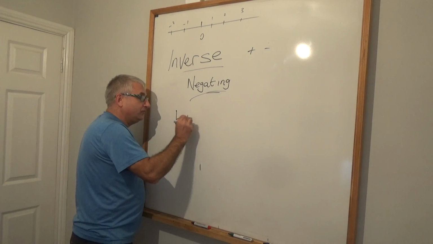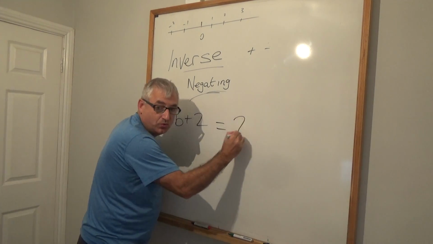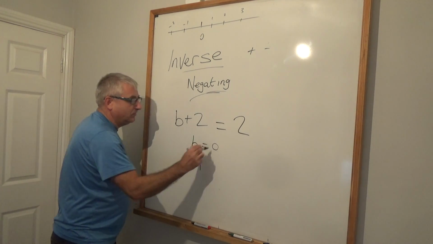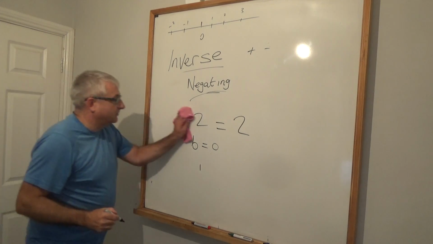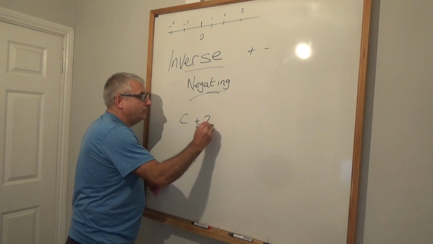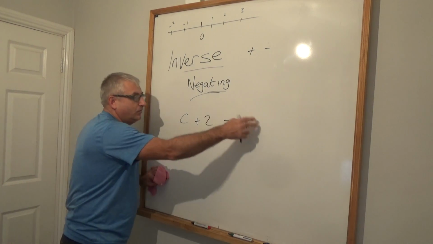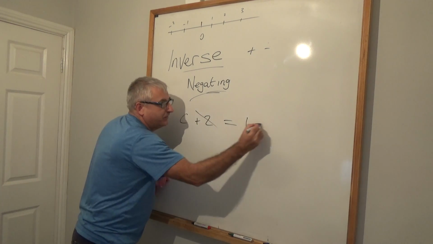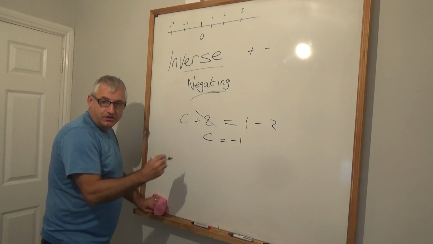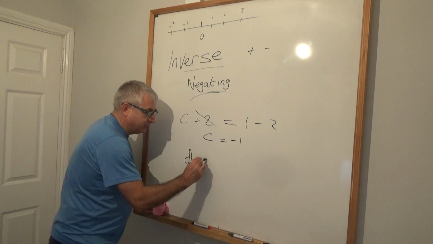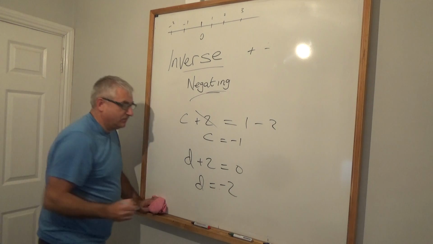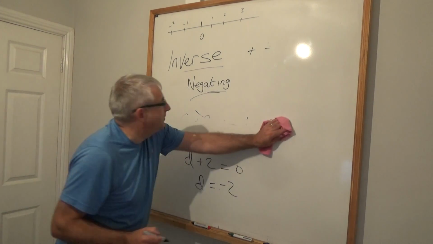So b plus 2 equals 2. I'll negate this 2, bringing it across, and I'll get b equals 0. That's 2 done. c plus 2 equals 1. Negating the 2, getting it across, get rid of it there. c equals negative 1. d plus 2 equals 0. Negate the 2. Answer negative 2. I'll just jump back up this way now, if you don't mind.